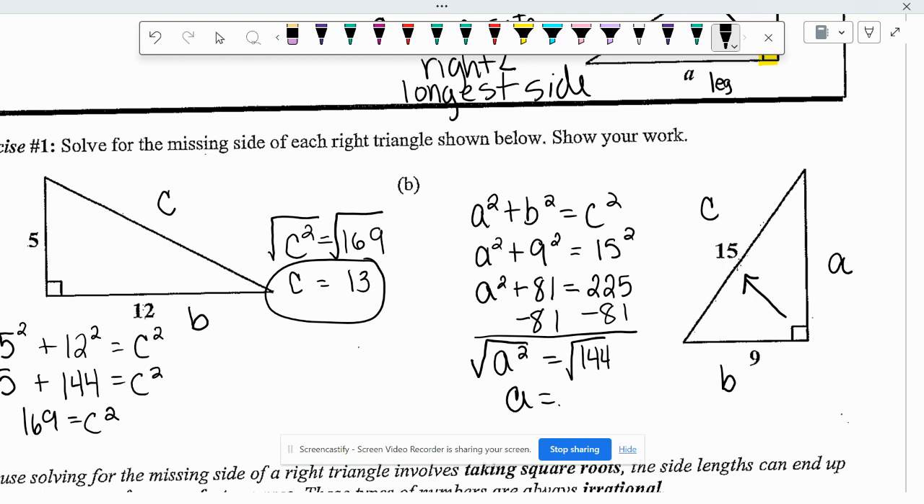How do you find the square root of something? How do you use that symbol? Second, x squared, 144. What do you get? Enter. Perfect. Good job.